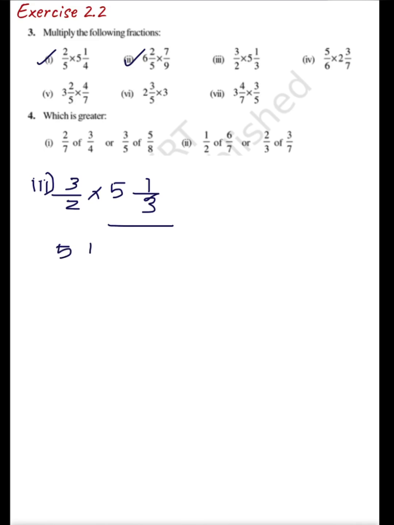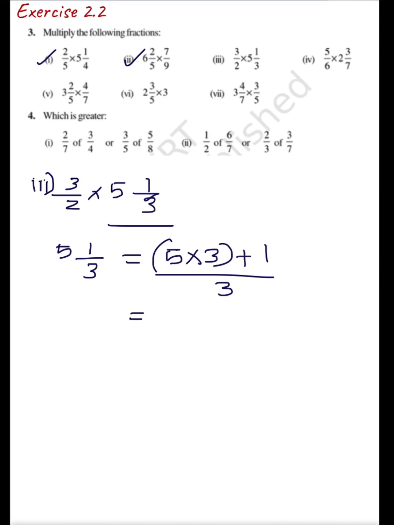So here also you can see that 5 1 by 3 is a mixed fraction. So you have to convert it into an improper fraction. So first, cross multiply 5 into 3, plus numerator 1, divided by denominator 3. This is how you convert it into an improper fraction.